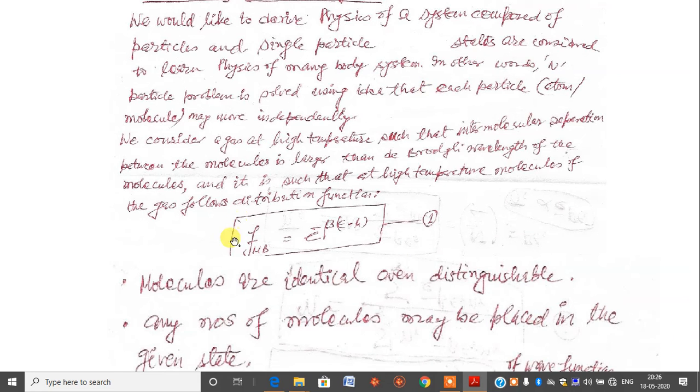And this distribution can be used to derive the physics of any system at high temperature. According to this distribution function, molecules are identical but they are distinguishable. However, this is not true. Molecules are identical but they are indistinguishable. That we will see in the quantum mechanical distribution function.